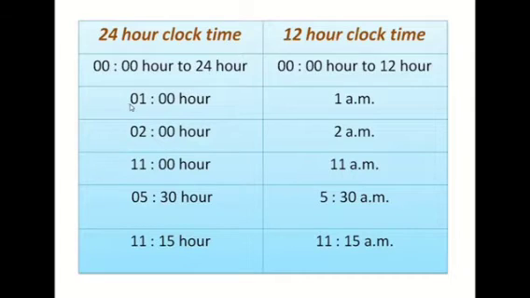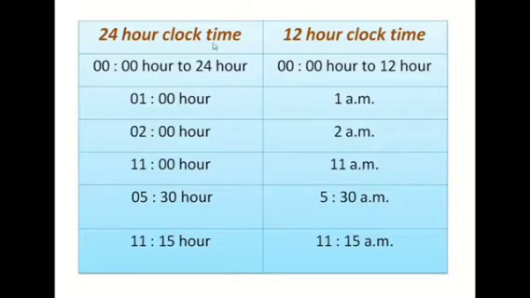Here you see 01.00 hour. The first two digits will refer to the hour, and after the dot, the other two digits will refer to the minute part. At the end you can see "hour". So there are 4 digits along with "hour".